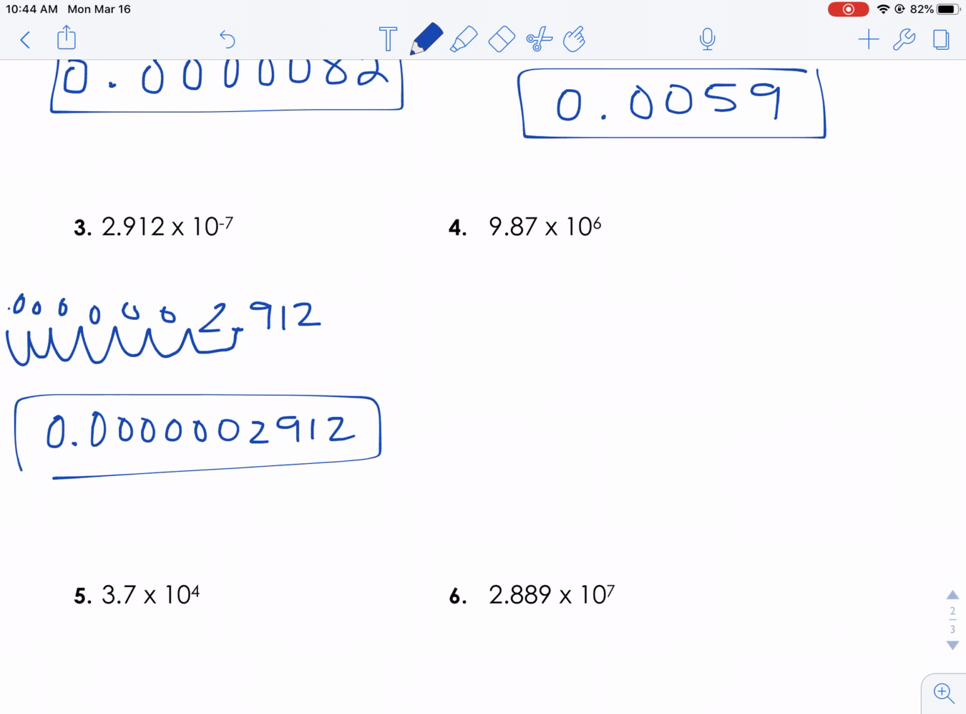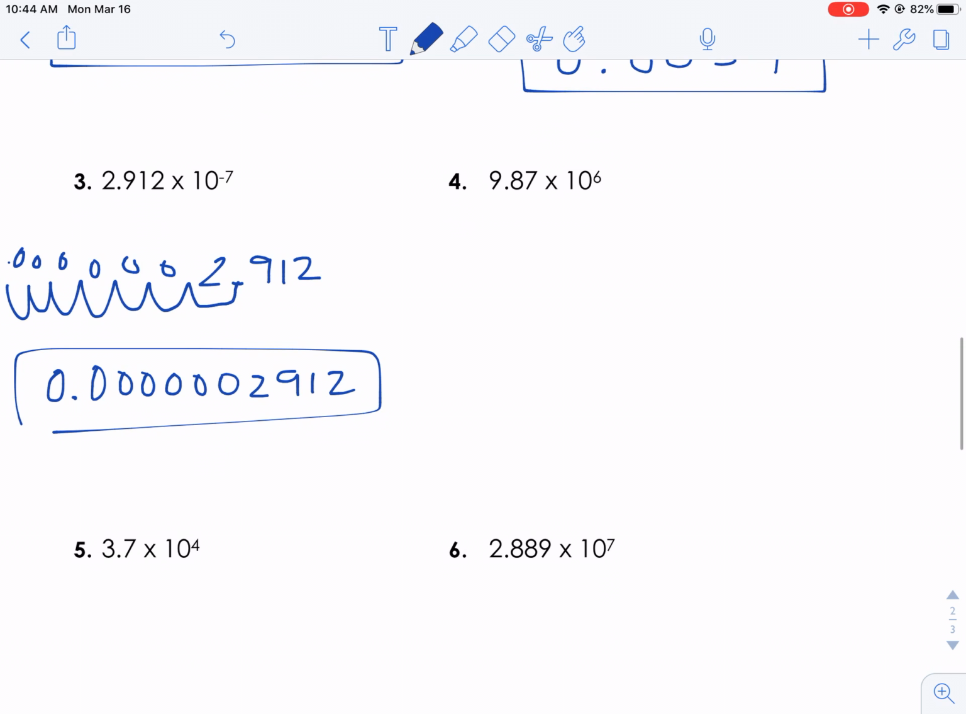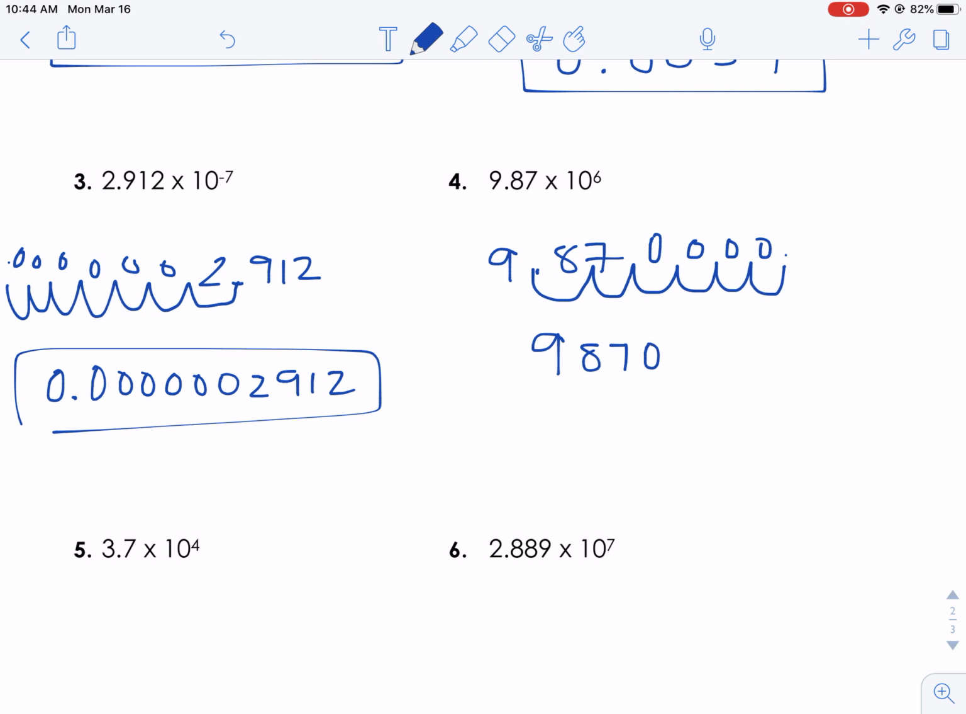The next 3 examples are going to be very large numbers. So in number 4, we have 9.87 times 10 to the 6th. That exponent of 6 is going to tell you to move the decimal to the right 6 times because you want to make the number a big value. So we have 9.87. We're going to move our decimal 6 times to the right. So 1, 2, 3, 4, 5, 6. We'd then be filling in with 4 zeros. That would give us 987 and then 4 zeros. So that gives us the number 9,870,000.